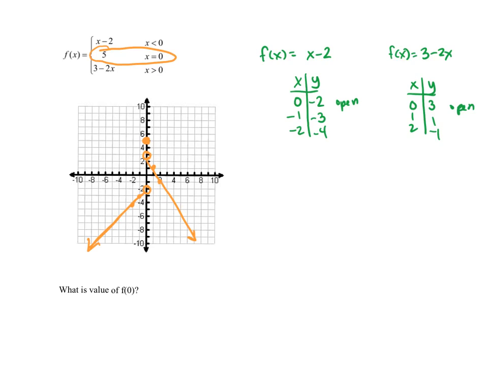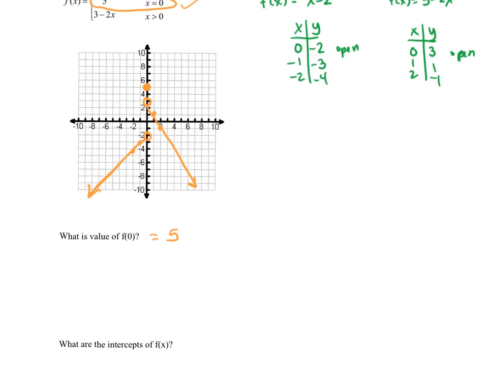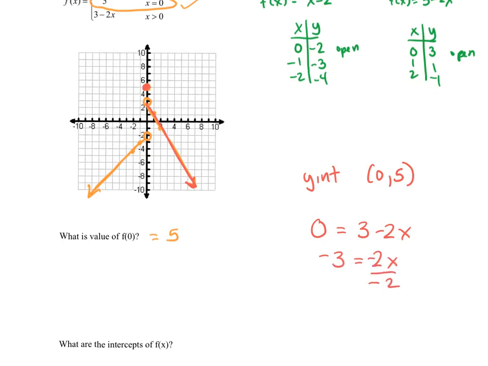So the follow-up question says, what is f of 0? Well, f of 0 is defined by this middle part, so that would just be 5. The other part of this one, it says, what are the intercepts? Well, just looking at this, I can tell you the y-intercept, where it crosses the y-axis, is 0, 5, because it's right here at this point. Now, x-axis is just going to be this little portion here, which is our third portion. So it's really, where is 3 minus 2x equal to 0? So if I solve that, negative 3 equals negative 2x, divide by negative 2, so x equals 3 over 2.